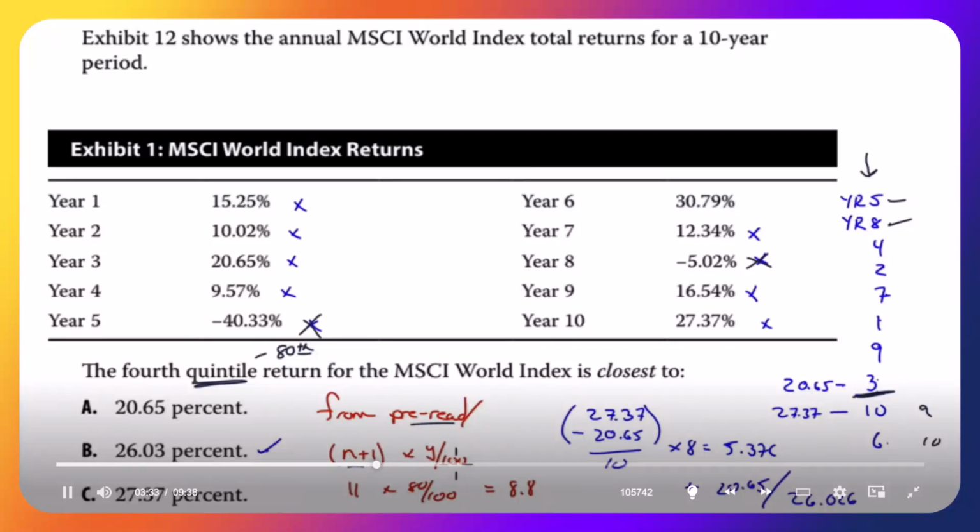n plus 1 times y over 100. And we're looking for the 80th percentile. Our n is 10, so it's 11 times 80 over 100, or 11 times 0.8, which is 8.8. So we take the 8th observation and the 9th observation, and we are 80% of the way from 20.65 to 27.33. So take the difference between that, divided by 10, multiplied by 8. And it'll give you 5.376. So if we add 5.376 onto 20.65, you get to 26.026.